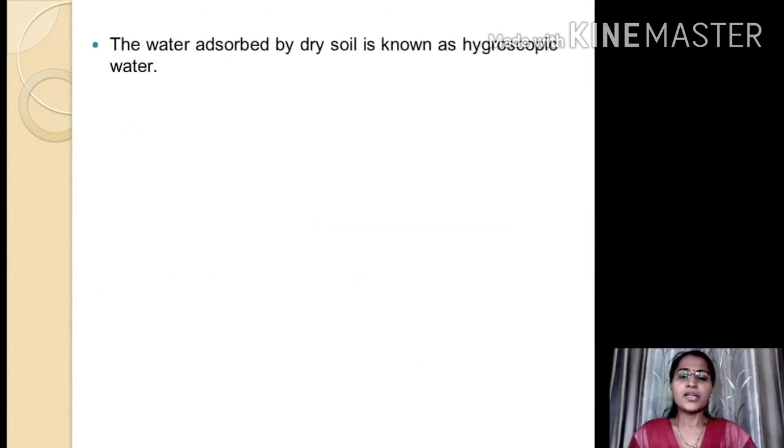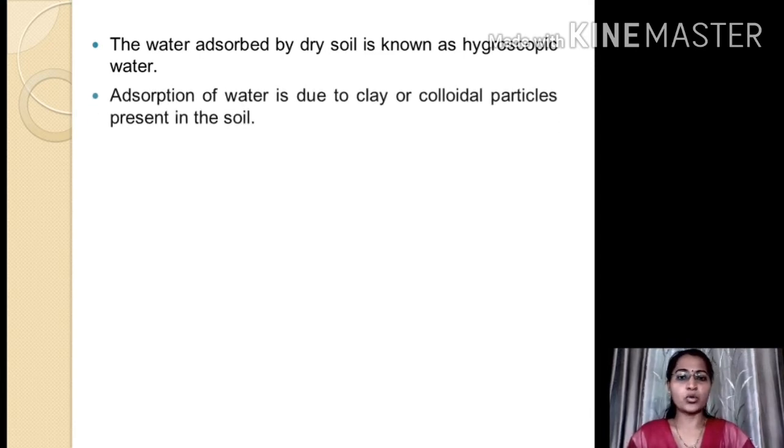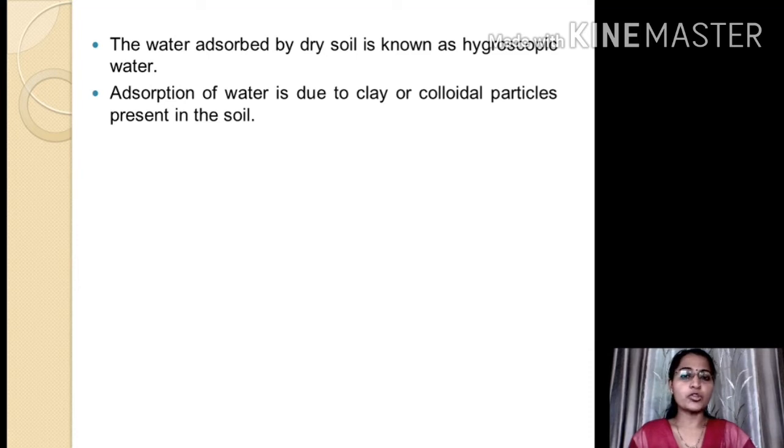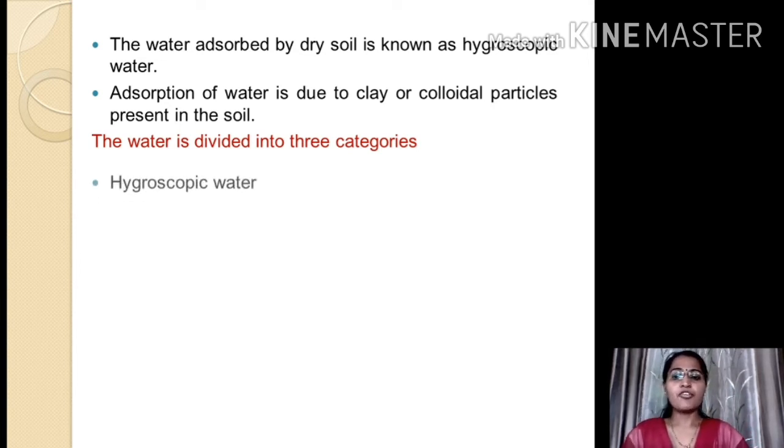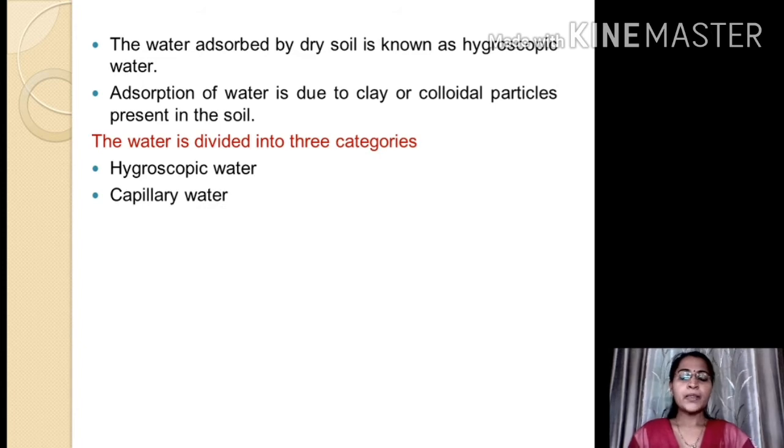Now, we want to see some types of water. The water absorbed by dry soil is known as hygroscopic water, and that adsorption of water depends on clay or colloidal particles present in the soil, and depending on these, water is divided into 3 categories. See those 3 categories. First one is hygroscopic water, second one is capillary water, and third one is gravitational water. We want to see all these categories in detail.